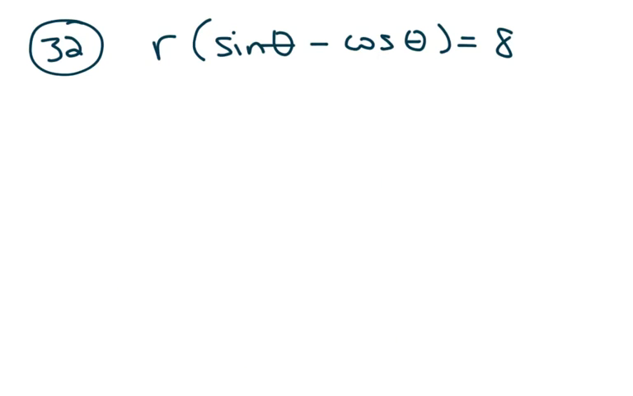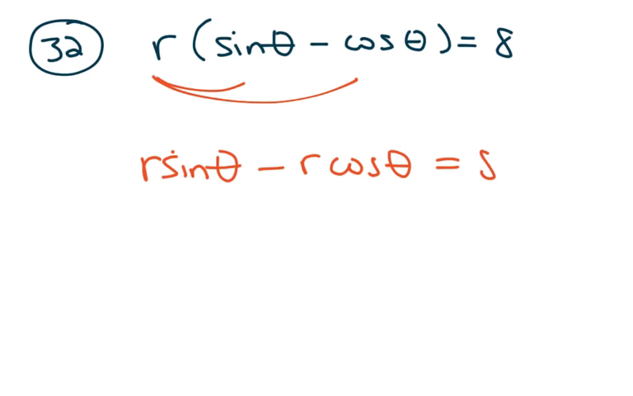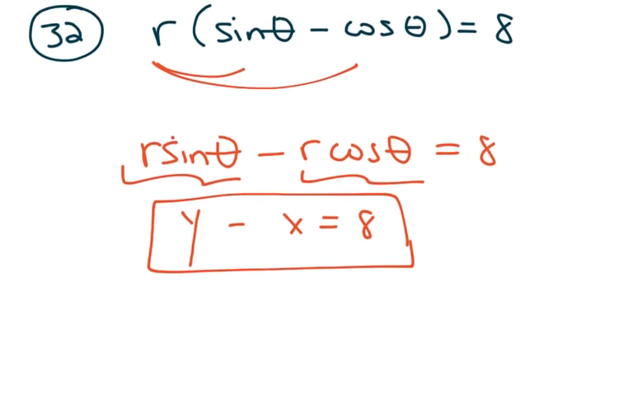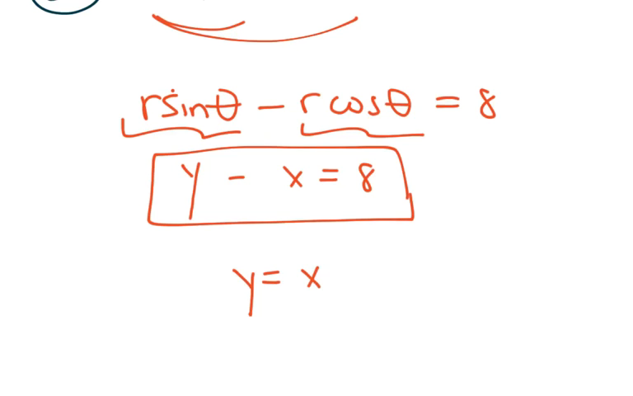Number 32 wants us to find this polar equation in rectangular form. Rectangular form means that we want it to have x's and y's in it. So this is what I want you to notice. If I distribute the r, I get r sine theta minus r cosine theta. r sine theta was y, and r cosine theta was x. I'm not sure if we would write the equation like this, or, since it really is a linear equation, we might write it like this. So I give you both versions.